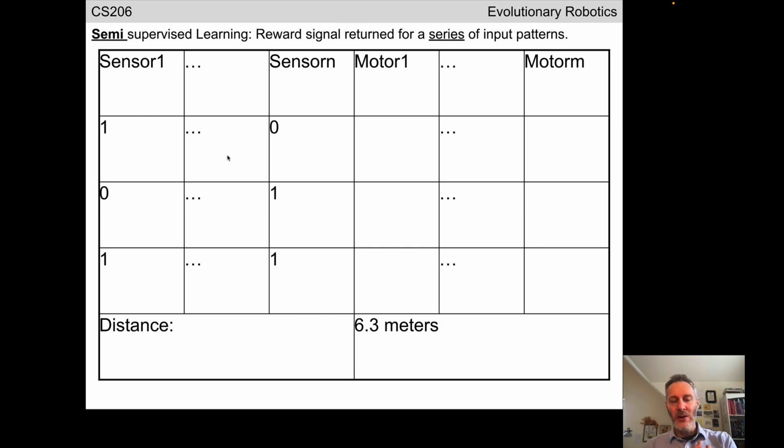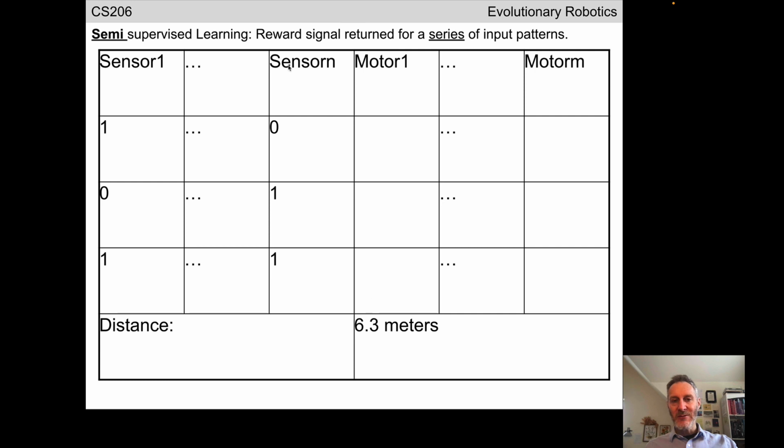For every possible combination of sensations that our robot can perform, we don't know what the motors should do. All we know is that after a given period of time, we know, for example, how far our robot has moved, or how well it's grasped an object, or how well it's lifted an object. So we have a single floating point value, which tells us sort of how well that robot is doing.